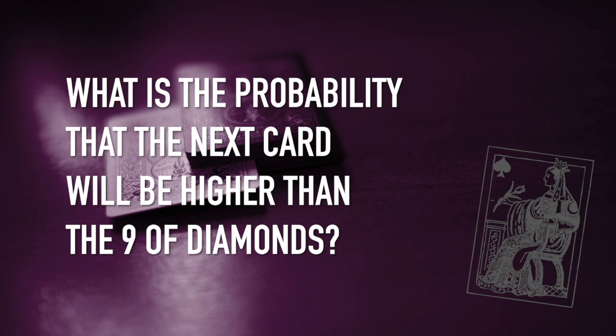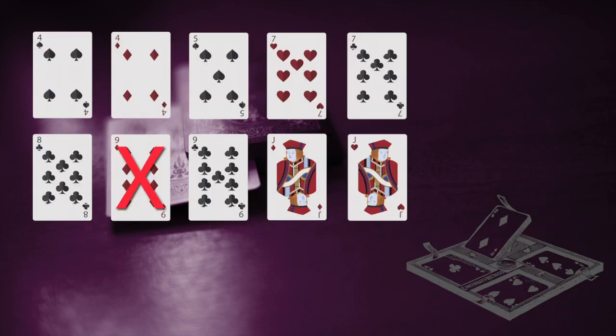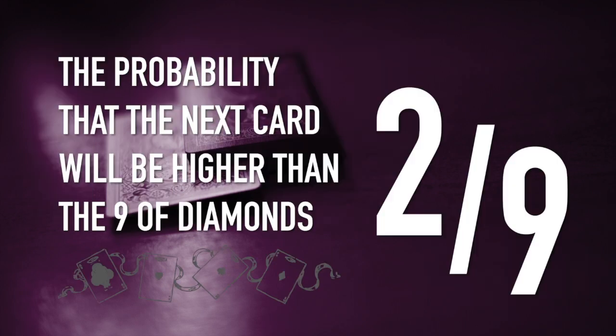Now the probability that the next card is going to be higher than that 9 of diamonds. In your list of cards, look at the number of cards that are going to be higher than the 9 of diamonds that you've marked out. Those 2 cards that are higher are the jack of diamonds and the jack of hearts. So that is 2 cards out of a sample space of 9. So the probability that the next card is higher is going to be 2 over 9, or 2 9ths.